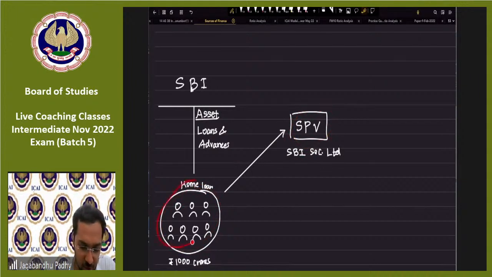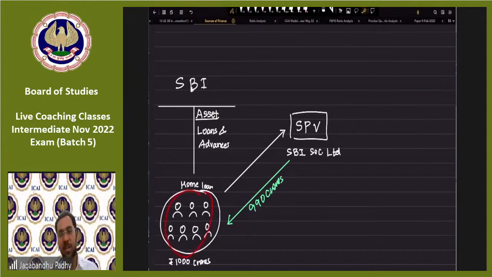But sir, is the State Bank of India going to do this free of cost? Of course not. State Bank of India will say to this specially created special purpose vehicle, you do one thing: against this 1,000 crores, you pay me, let's say, 990 crores. This is a loan of 1,000 crores. It means State Bank has a right to recover money from these people. Now, this power we are transferring to the special purpose vehicle, and that special purpose vehicle is going to provide us 990 crores.